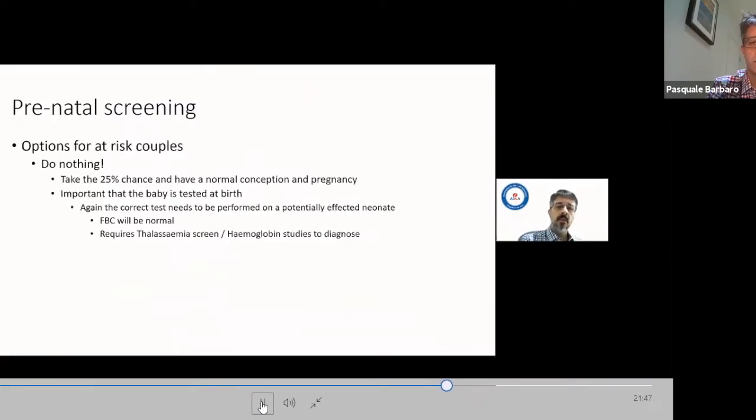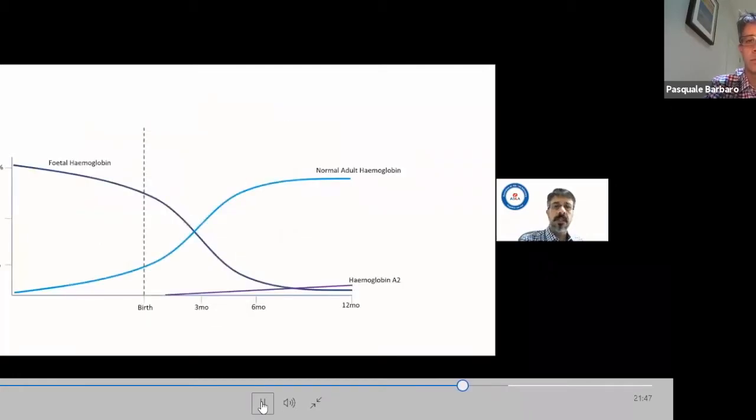So when you have identified a couple that is at risk, what are the options for those couples? Well, the first option is really just to do nothing. Some couples will take that 1 in 4 chance and proceed with a normal conception and a normal pregnancy. It's really important, though, if that is the case, that the baby should be offered testing as soon as they're born. Many clinicians, unfortunately, think that a baby cannot be tested at birth for these conditions because they don't present till 6-12 months of age, but that's incorrect.